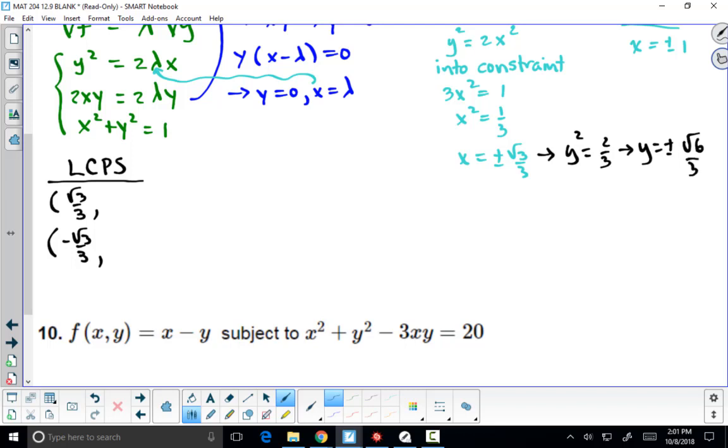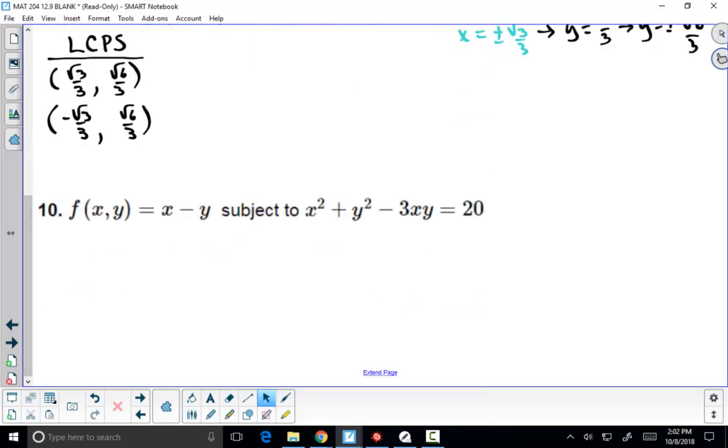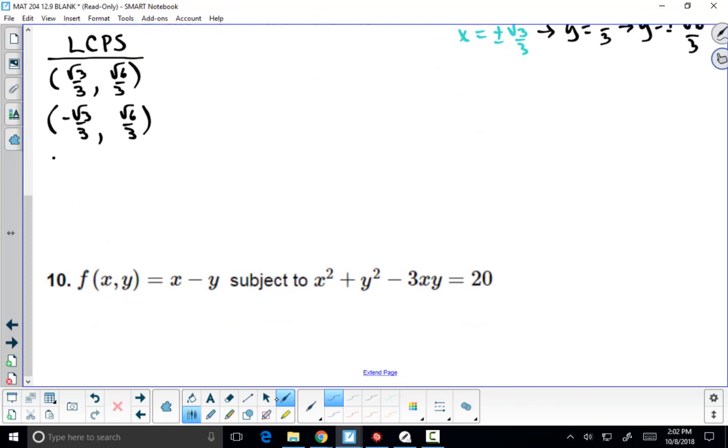So we're going to have this one with a positive square root of 6 over 3. This one with a positive square root of 6 over 3. And then the next one down will have negative square root of 6 over 3. So we'll have two more points here. So we're going to have positive square root of 3 over 3 with a negative root 6 over 3. Negative square root of 3 over 3 with a negative root 6 over 3. So we've got those 4 points.